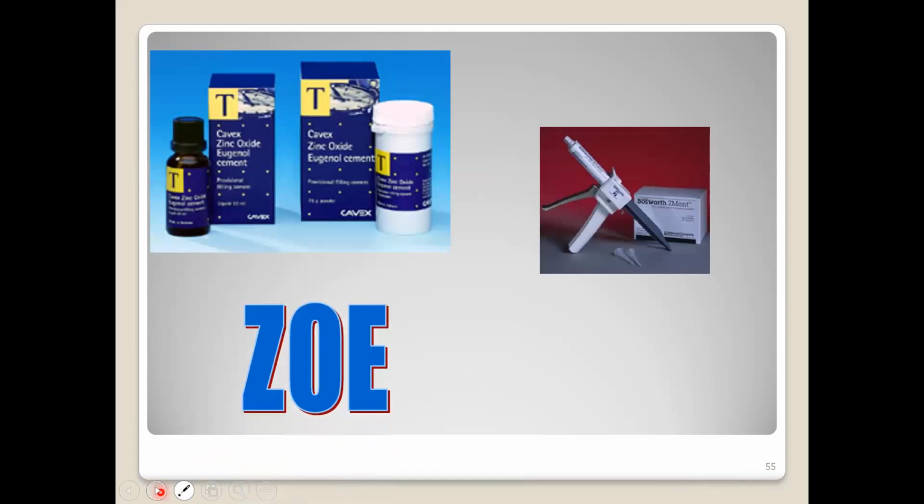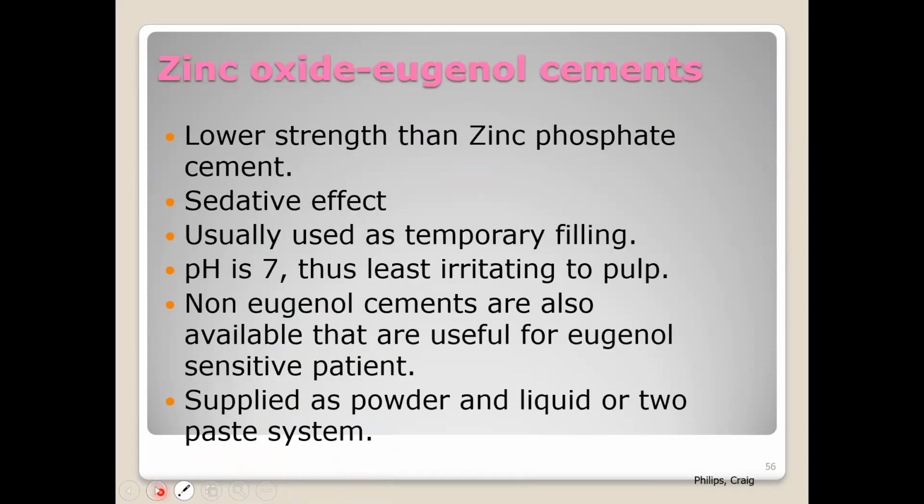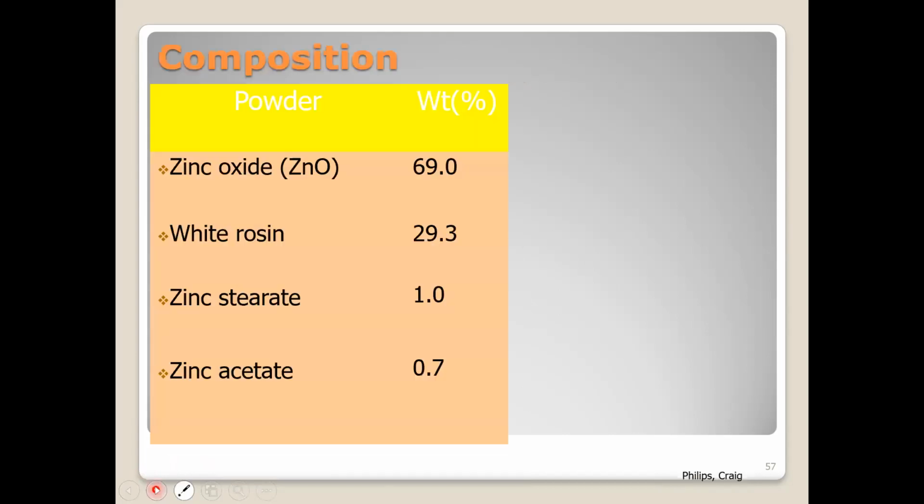Then you have zinc oxide eugenol cement. So lower strength than zinc phosphate, but it has a sedative effect. That eugenol, which is there, relieves pain. That is called a sedative effect. It's used as a temporary filling. pH is 7, so it is least irritating to the pulp. Non-eugenol cements are also available that are useful for eugenol sensitive patients. So eugenol is nothing but the distilled or clean form of clove oil.